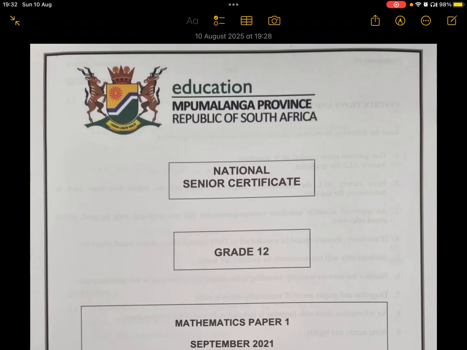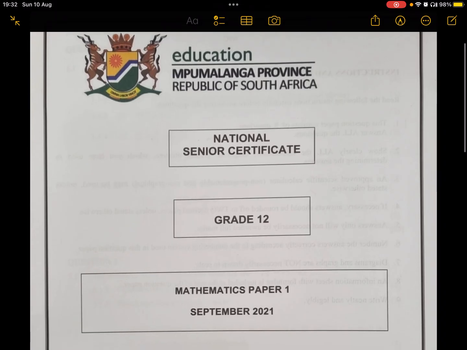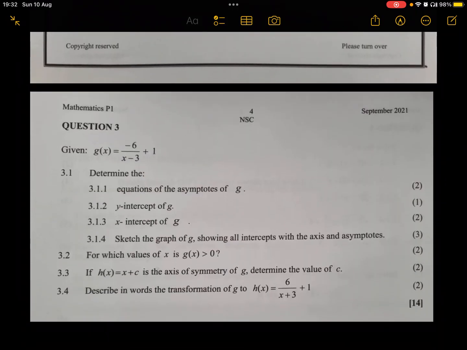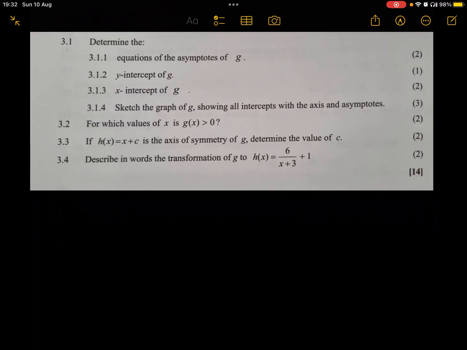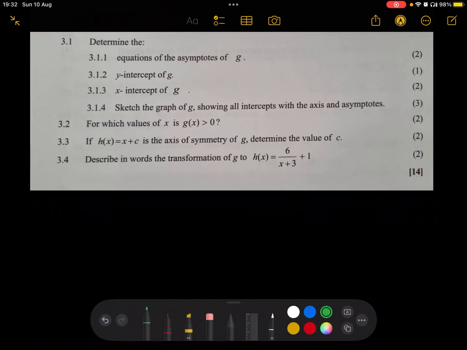And today we're looking at the Mathematics Paper 1, September 2021 trial paper for grade 12. And our question is question 3, which is under functions. And we're given an equation of g of x, which is equals to minus 6 over x minus 3 plus 1, whereby the first question says we need to determine the equation of the asymptote. That's 3.1.1. Determine the equation of the asymptote for g of x.